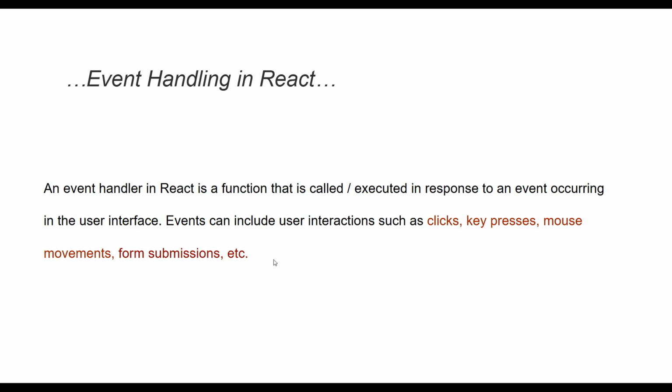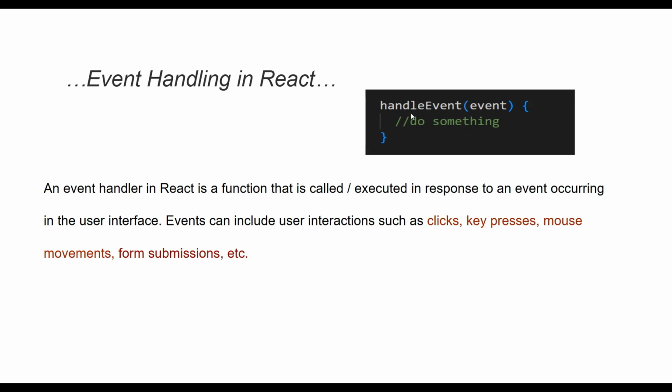An event handler in React is a function that is called or executed in response to an event occurring in the user interface. Events can include user interactions such as clicks, key presses, mouse movements, form submissions, and so forth. An event handler is a function we predefine somewhere that is attached or bound to a JSX component that is waiting for an event to happen, and then the function will execute.